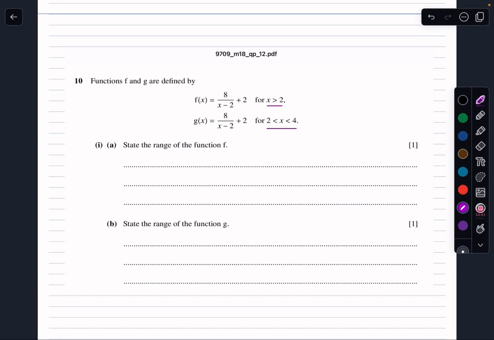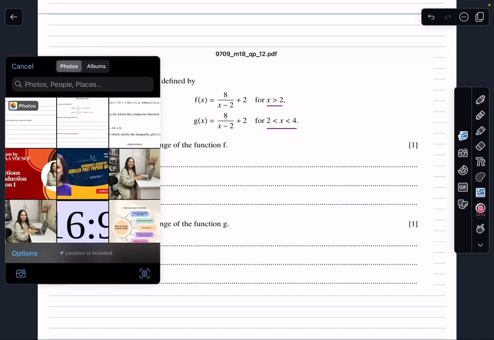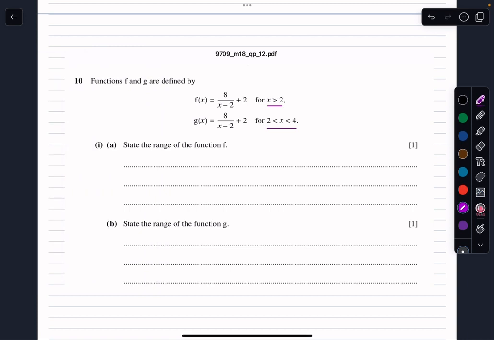For function f, unless you have the concept of getting the sketch of the function, you won't be able to find the range of the function here. So what I know here is that f(x) is equal to 8 over x minus 2, plus 2.